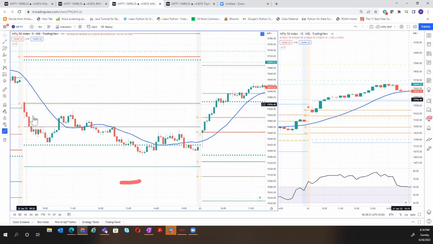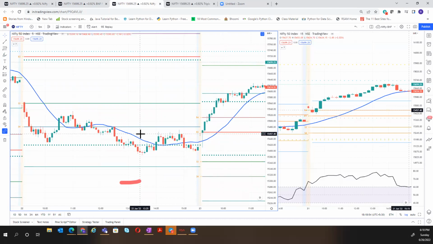Now what happens is you have one higher low, second higher low, third higher low, fourth higher low. This is where the last swing is. After this is broken, you can consider price is going to go up. This level should be considered as the support.